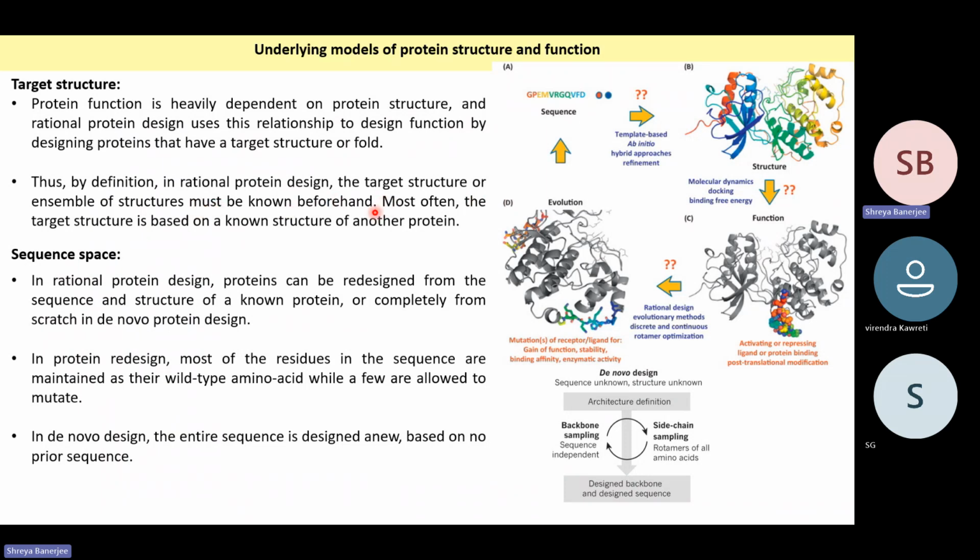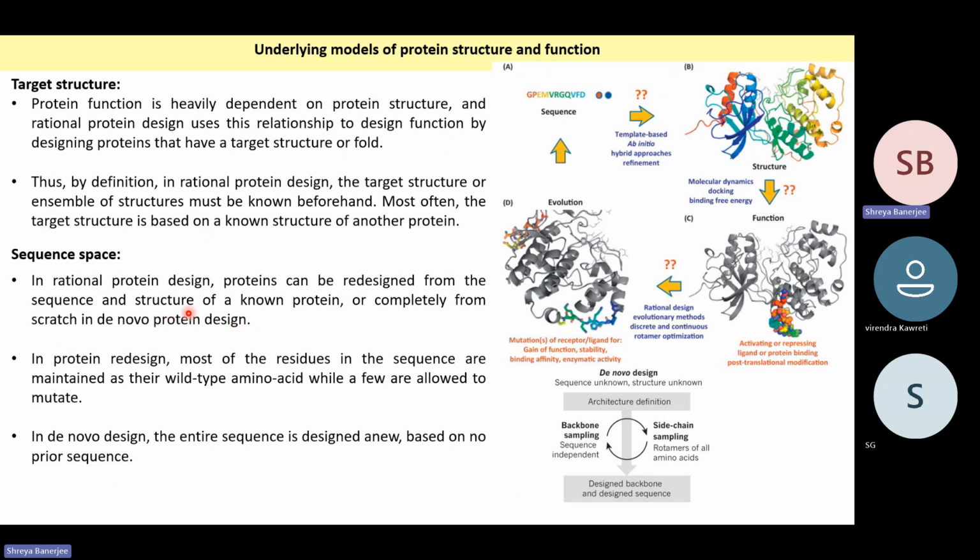So that is the problem which I was discussing in the drawbacks of the rational protein design method, that we need to know the target structure. Very often it is based on the known structure of another protein which has similar function, but sometimes this knowledge is not there, and that is when this method cannot be used. In rational protein design, proteins can be redesigned from the sequence and structure of a known protein or completely designed from scratch in de novo protein design.